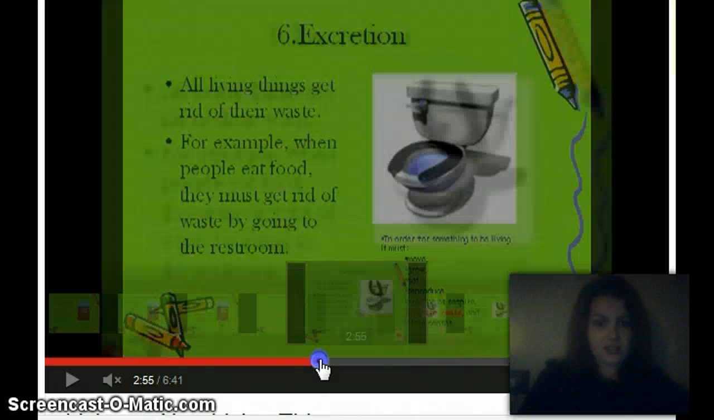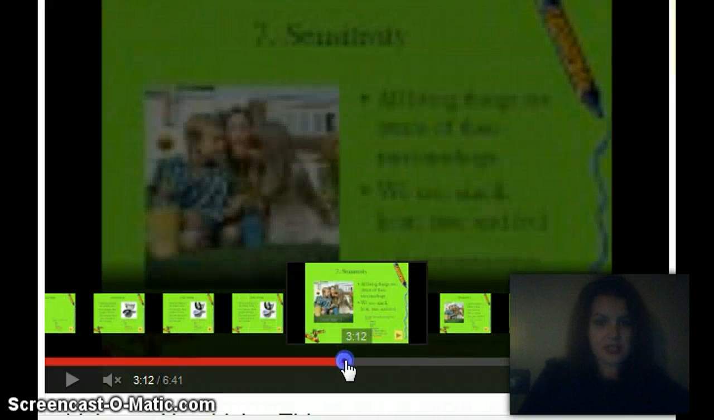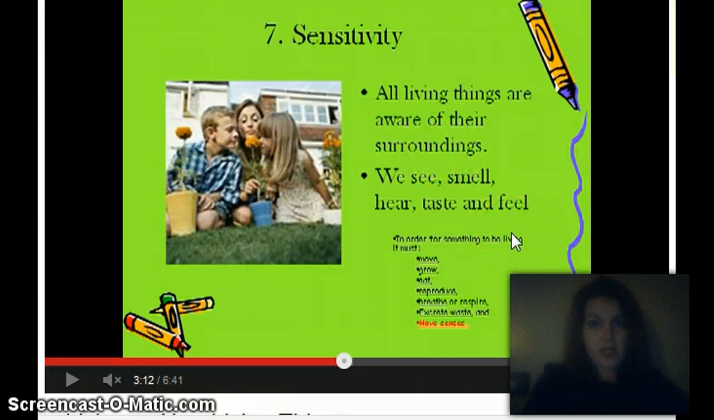Now, the final characteristic of something being living is sensitivity, but in another sense that I like to call it the five senses. All living things are aware of their surroundings. We see, we smell, hear, use our ears to hear, taste, and feel.